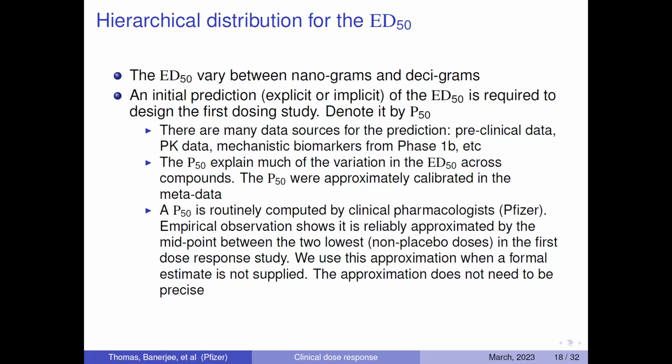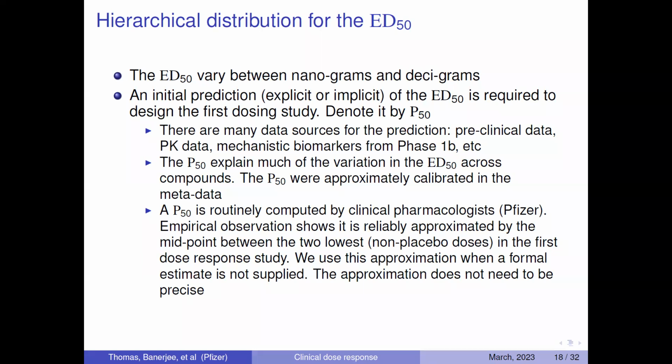Eventually it occurred to us that there's always an initial prediction of this ED50. Now, it may be explicit or it may be implicit. In my organization, it is almost always explicit. But you have to have that in order to do your first dose ranging study. And if somebody says to me, no, we don't really ever have a prediction of the ED50 when we start designing our first dose ranging study, I'd say, oh yeah, you do. You just don't realize you have it. And in fact, if you don't know what it is, I'll tell you how to compute it in a moment. We're going to denote that predicted ED50 by P50. This is the prediction at the beginning of the dose ranging process, when we're designing that study.